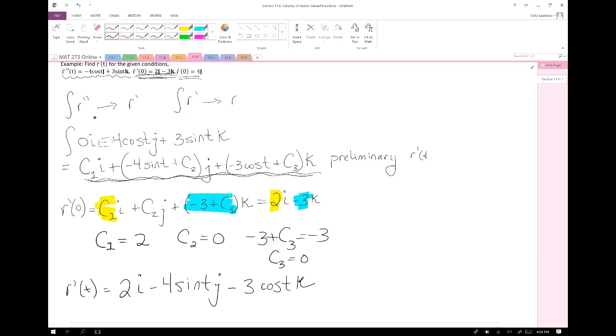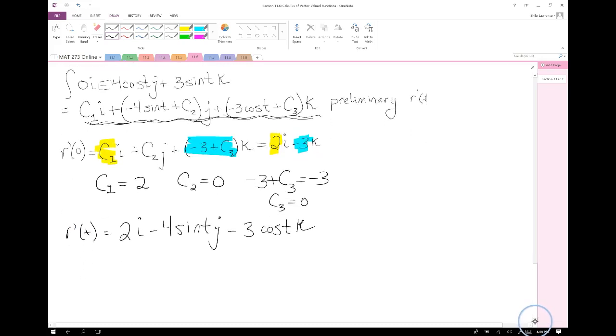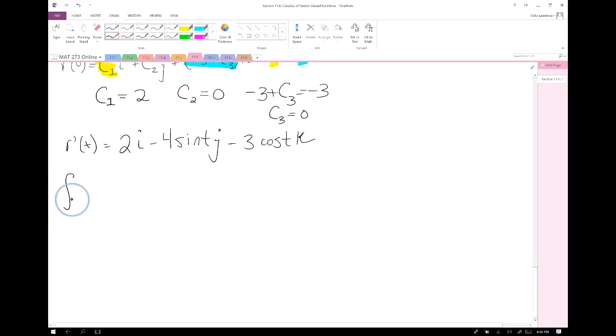Now we need to do the whole thing over again to go from R prime back to the original R. And you're going to do the exact same steps you just did. To go from R prime to R, we need to take the antiderivative. So we need the antiderivative of 2i minus 4 sine tj minus 3 cosine tk.